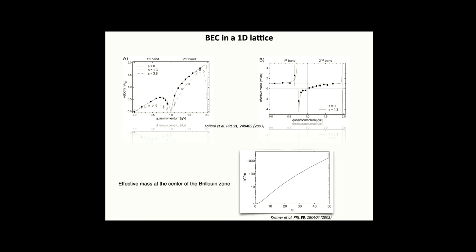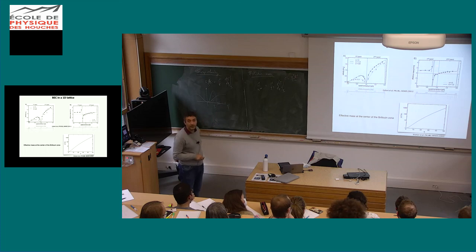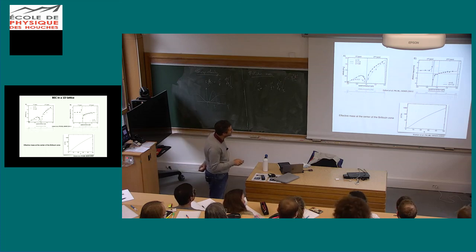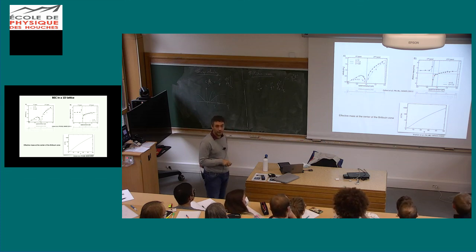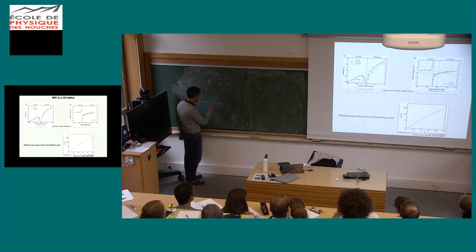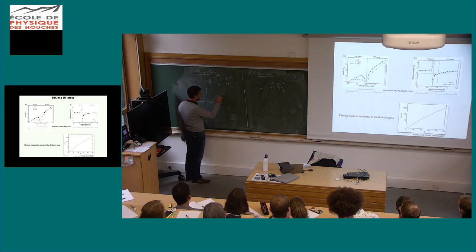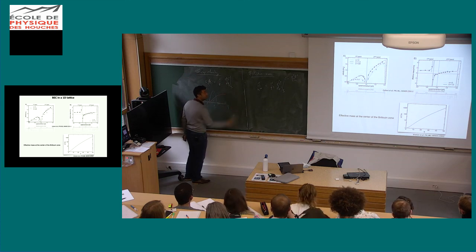And you can also measure the effective mass. And there is one thing which is peculiar. You see that this is 0. So you have effective masses which are negative. Well, this is clear because here you have a curvature in this direction. Here it's in the other direction. So here the effective mass is negative.